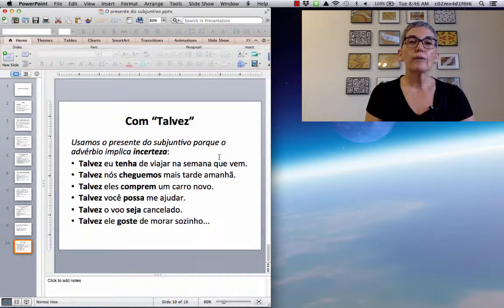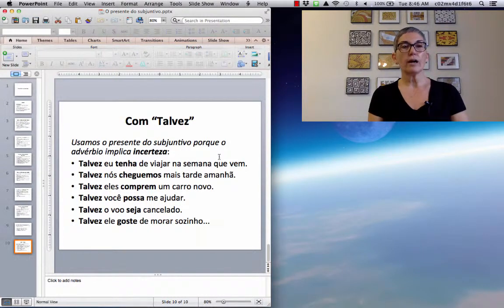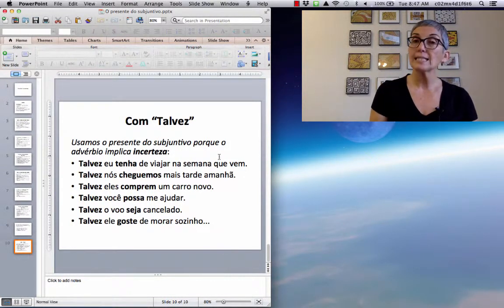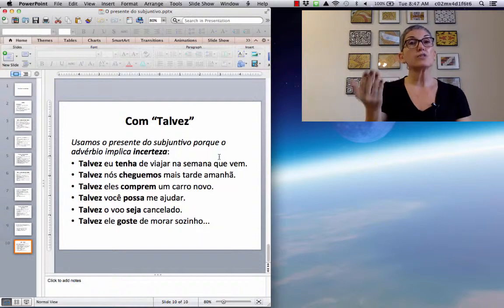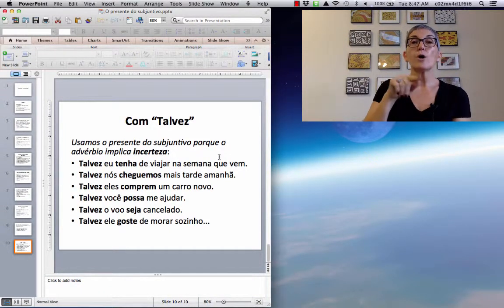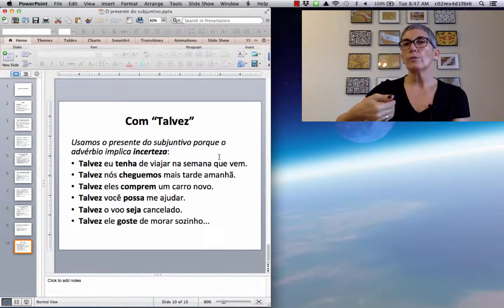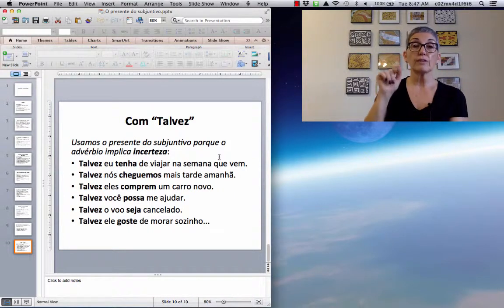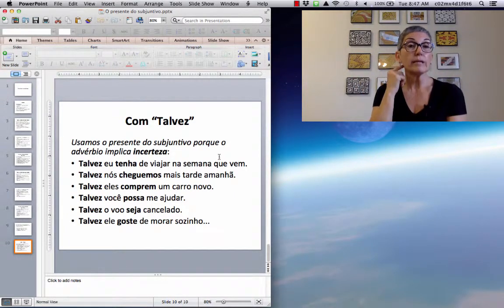Talvez eles comprem um carro novo. So, maybe they'll buy a new car. Talvez você possa me ajudar. So, the verb poder, to be able to, right? Então, eu posso. So, the verb poder. Take out the O and the endings. Possa, possa, possamos, possam. Talvez você possa me ajudar. So, maybe you can help me.